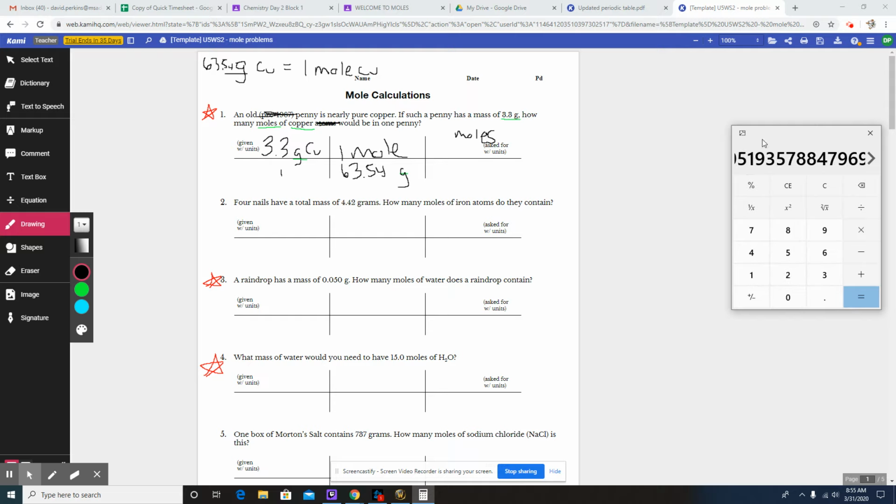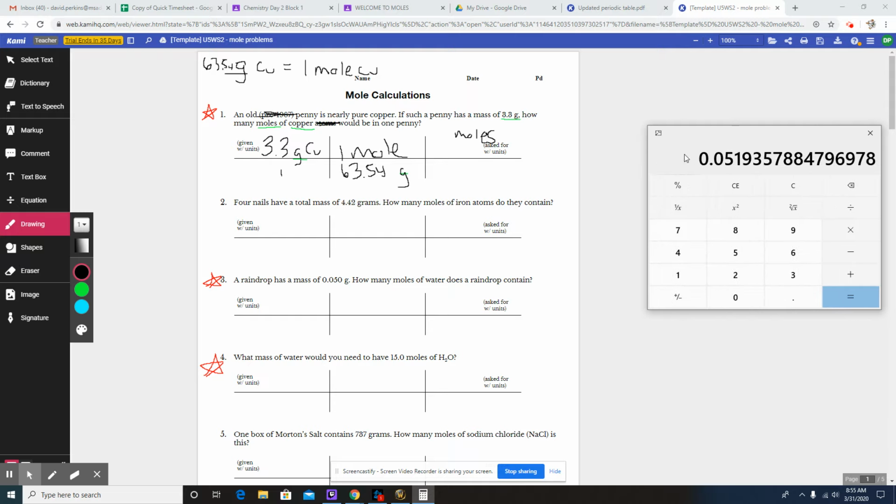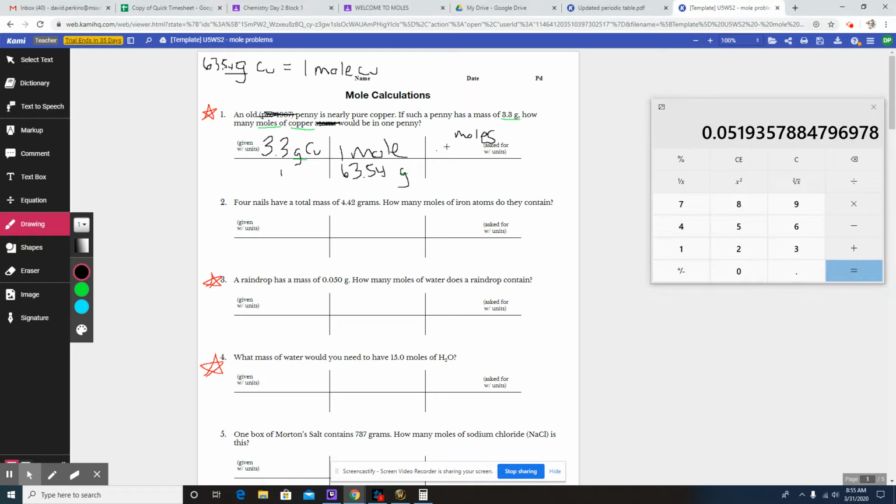Our answer would be 0.05. So that is the answer for the first question. 0.05 moles of copper are in 3.3 grams.